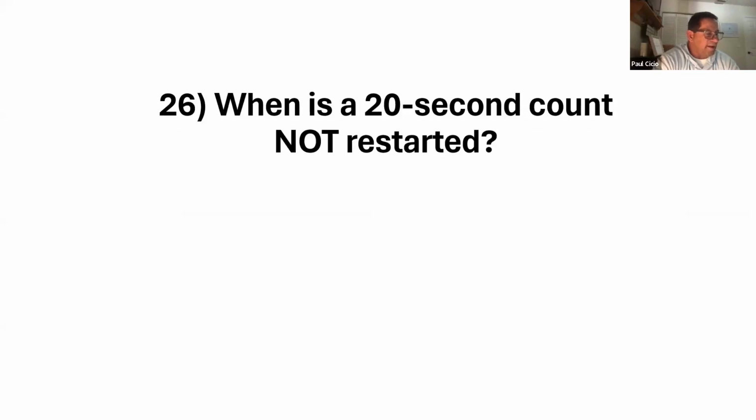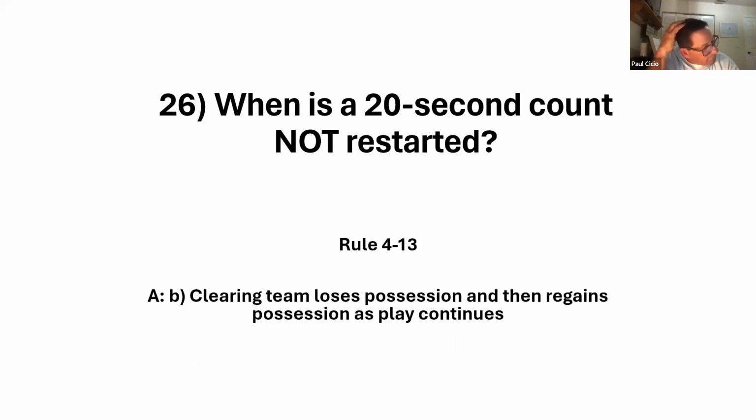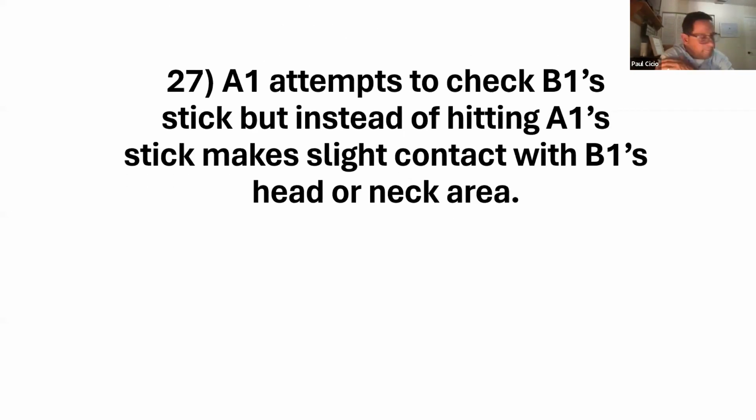26. When is the 20 count not restarted? Clearing team loses possession and regains possession. The play continues. So that 20 count is always on until there's a change of possession. So a defender could lose the ball, and it's a scrum. Make sure that timer stays on. Always keep the timer on. Don't turn the timer off too early. It's okay to let the timer run, and if it's over the 20, I would always let it run. Timer's your friend. Remember that. Those of us who have them. We'll talk about that at the end of the presentation.